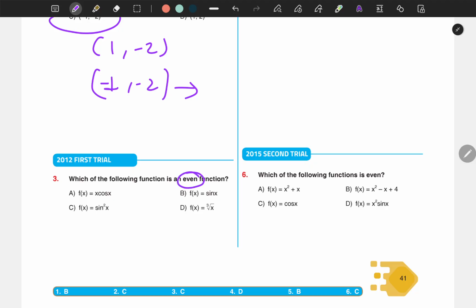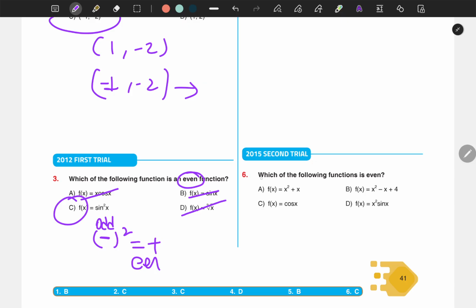Which of the following is an even function? Guys, let me find. Sine is odd. Look, cosine is even, but when you multiply by odd, it will be odd. X is odd, isn't it? Third power, this one is odd. But sine square: sine is an odd function, which is negative, but if I take the second power of the negative, it will be positive, which is even. C.